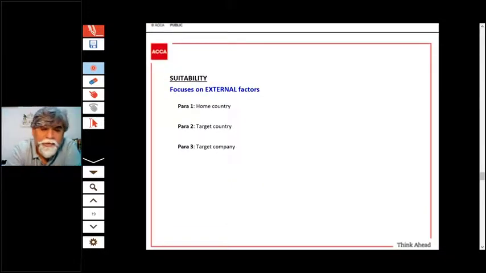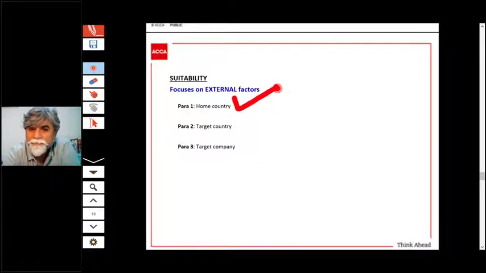Now, under suitability, I want you to cover 3 areas, or I can say subheadings, or 3 broad paragraphs. First, we will talk about the home country, the external factors like political, economic, social, technological, ecological, legal, customers, suppliers, competitors. All this about the home country. Home country means where I am currently based.